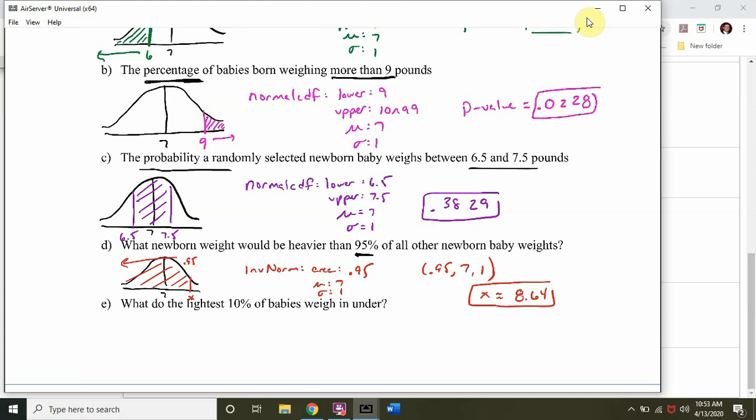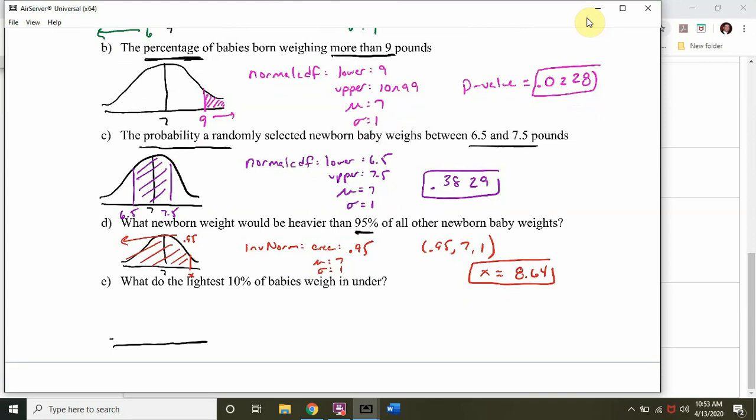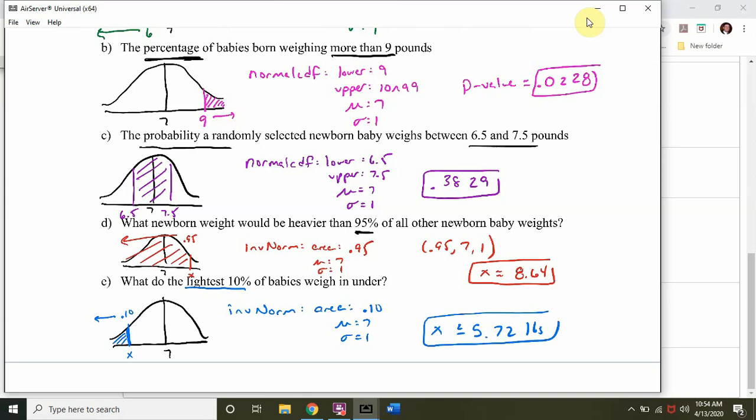And then for part E, similar type of problem. What do the lightest 10% of babies weigh in under? So here's our normal distribution. Again, we're looking for the X value that basically cuts off the 10th percentile. What do the lightest 10% of babies weigh in under? Okay, so we want the 10th percentile value. So here we're looking at an area of 0.10 and same mu and sigma. Okay, and here I got that X would have to be under, I wrote it as less than or equal to 5.72 pounds. Okay, the lightest babies weigh in under 5.72 pounds.